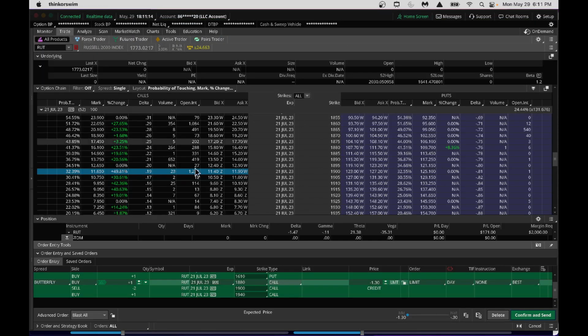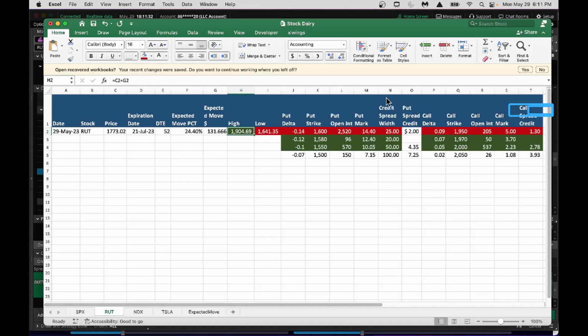Always pay attention to the expected move and your short strike, especially if you are doing a put spread or iron condor. Make sure your short strike is slightly below the expected move. Just like we have done here in our spreadsheet, we have the current Russell price of 1773. Expected move is 131 for 21 July 2023. So that makes your low range around 1641, and our short strike is actually 1600. That's where we sold our short put. So that's a good strategy.